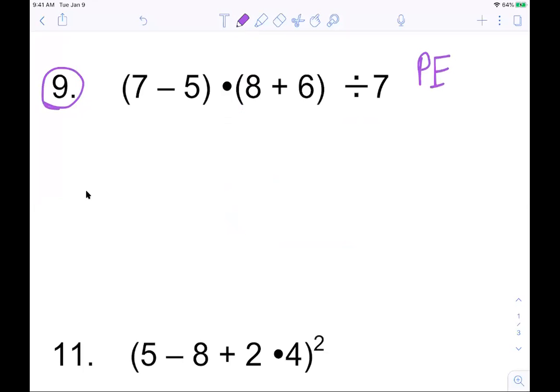And I'm going to write this word PEMDAS next to it to remind us what to do. So our first step here, P, parentheses. Nathan, there are 2 sets of parentheses. Can you tell me what inside those parentheses, what numbers we would get? 2 and 14. Perfect, nice job.